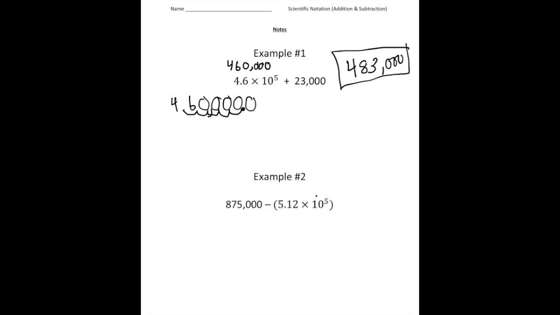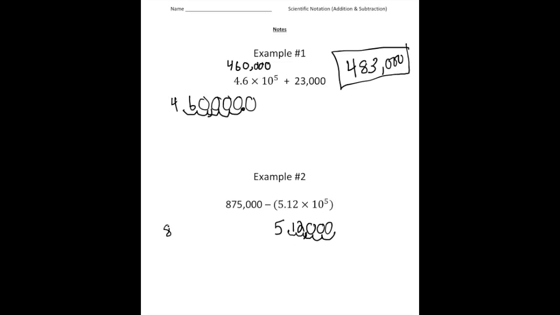This time we're subtracting. Okay, 5.12 times 10 to the fifth from 875,000. So again, I'm going to convert 5.12 times 10 to the fifth into standard form. So that's going to be 5.12. Now we need to multiply it again by 10 5 times. I'm going to add a few extra zeros here. So that's going to be now 1, 2, 3, 4, and 5. So this is going to equal 512,000.